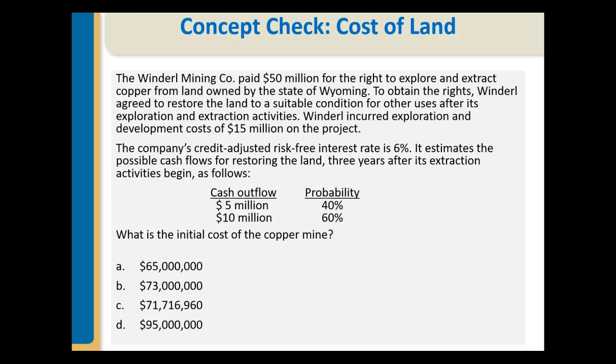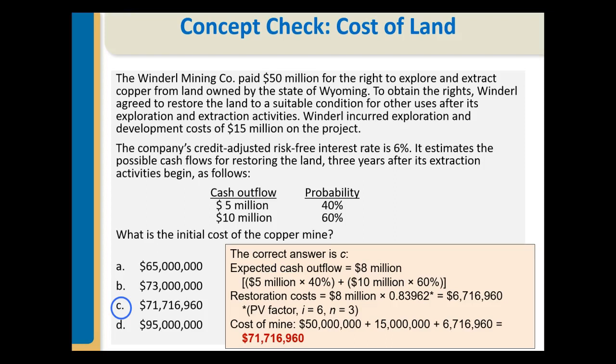It estimates the possible cash flows for restoring the land 3 years after its extraction activities begin as follows. So a cash outflow of $5 million gives us a 40% probability, whereas a cash outflow of $10 million is a 60% probability. So what is the initial cost of the copper mine? The way this will be calculated is by taking the expected cash outflow, the $5 million times 40%, the $10 million times 60% gives us $8 million.